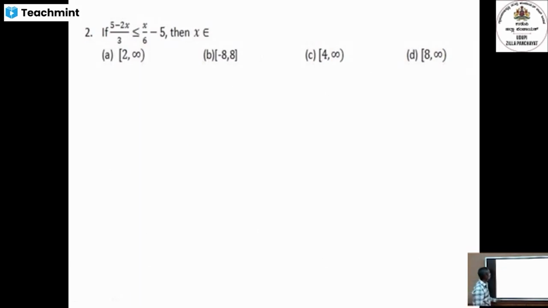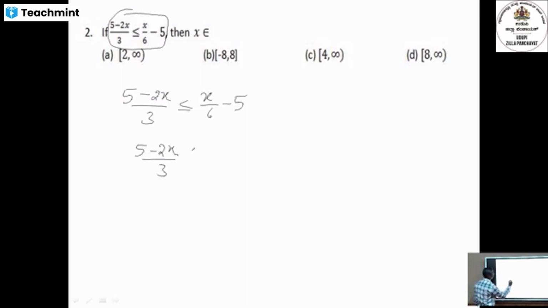So let us move to the second problem. So we will take up the problem. This is 5 minus 2x divided by 3 is less than or equal to x by 6 minus 5. We'll take the LCM first. So it becomes 5 minus 2x by 3 less than or equal to x minus 30 whole divided by 6.